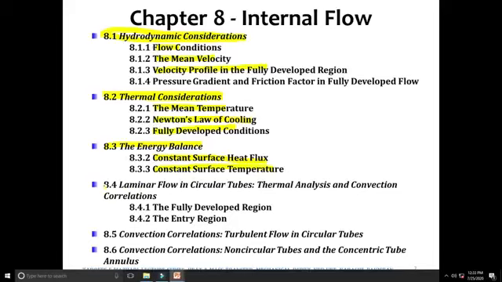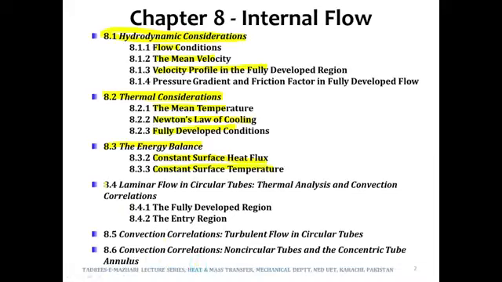And then we would be looking at some of the correlations for laminar flow in circular tubes, and then some correlations for the turbulent flow in circular tubes, and we will also be looking at some correlations when the tube is non-circular, because it may be a square duct or a rectangular duct or a duct having any other cross section besides circular. So we will see if the cross section is non-circular, how we can find out the convective coefficient and the heat transfer through those non-circular tubes. So these are some of the topics that we will be going over in this chapter.